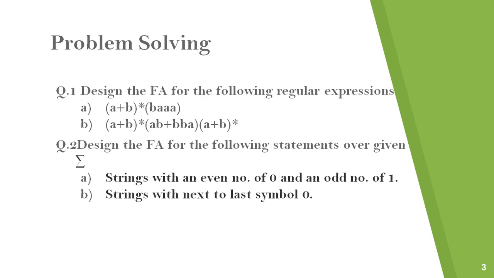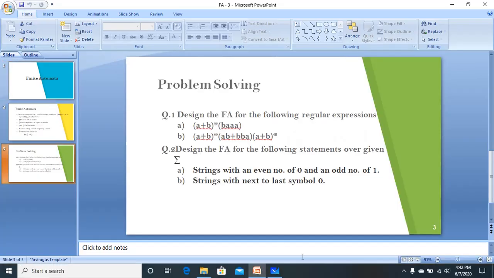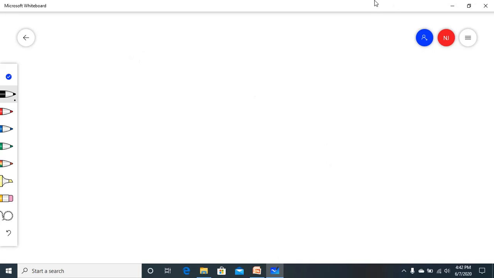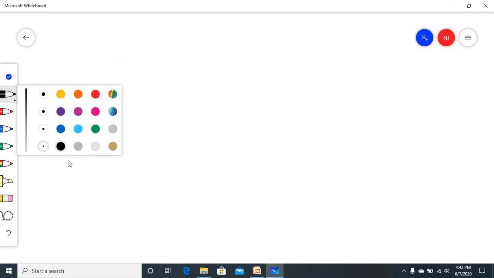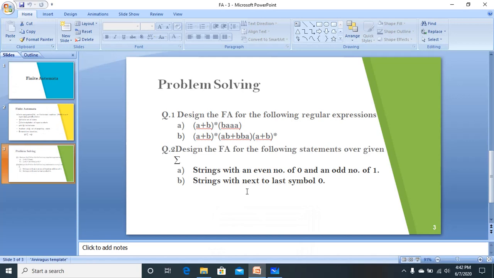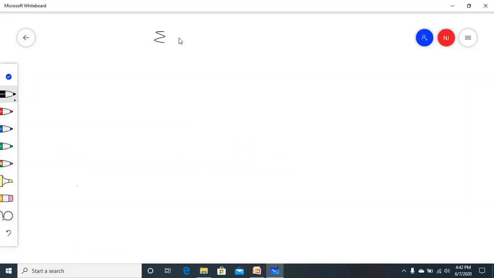The first sum is (a+b)*baa. This is our regular expression, and for it we have to design the finite automata. So how is it possible? Let us discuss step by step. First we choose the input alphabets. In the given regular expression the alphabets are a as well as b, so the set of input alphabets is a and b.